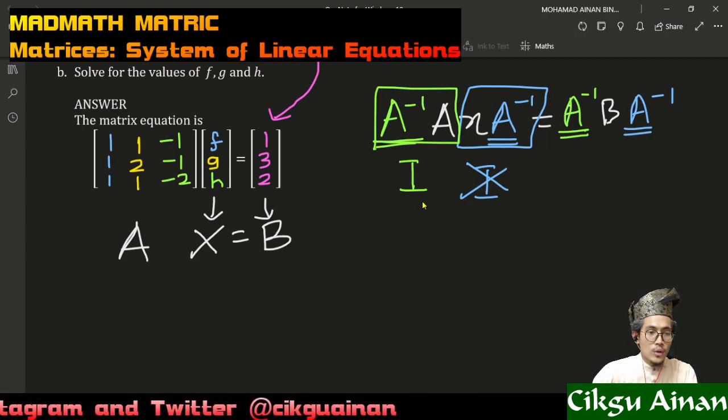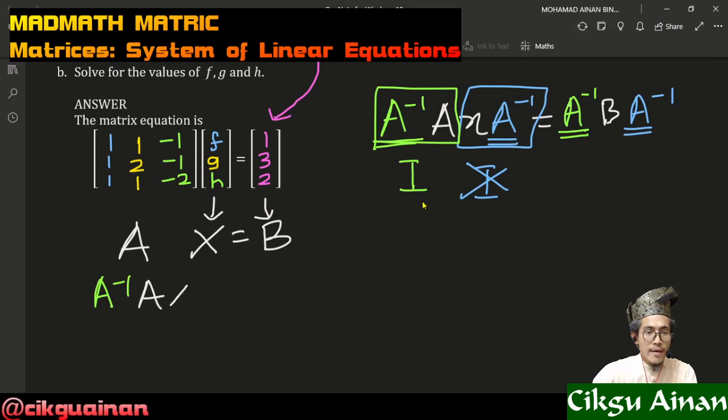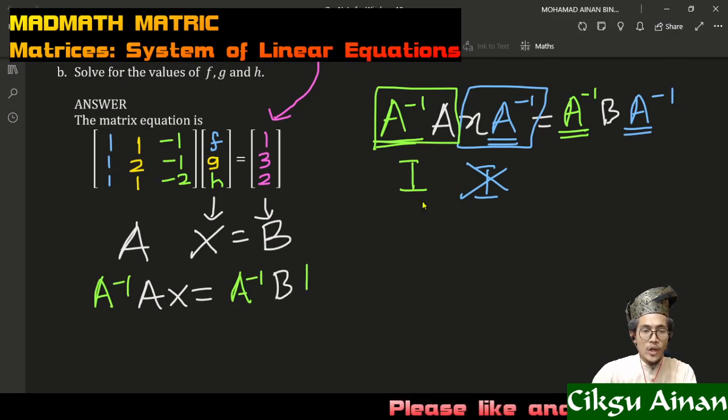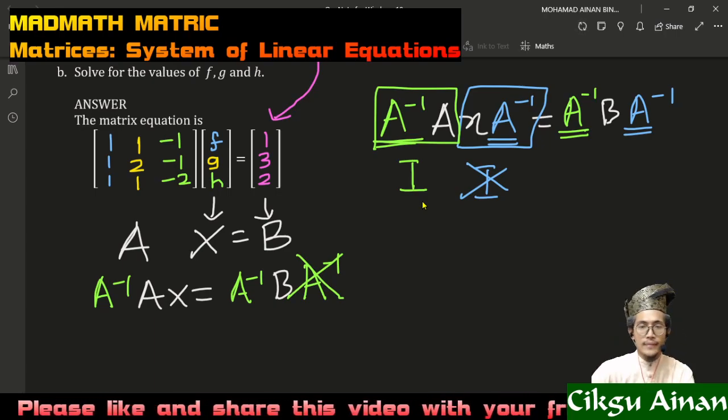So A inverse over here, and then AX equals B, also A inverse over here. Remember, you must put it like that. You cannot put A inverse over here. This one is wrong already. Why is it wrong?